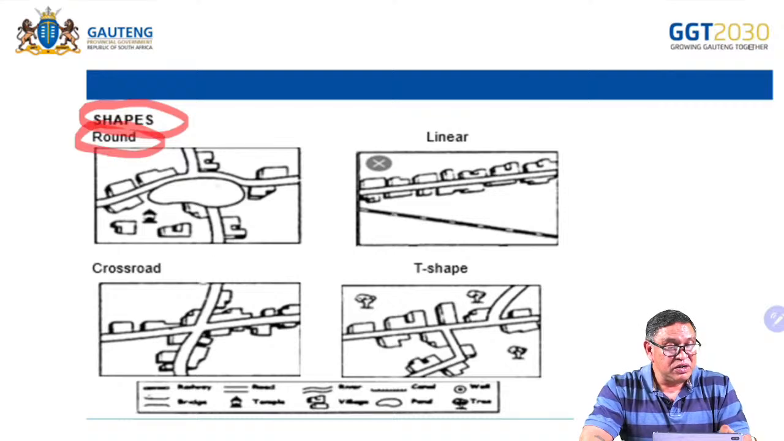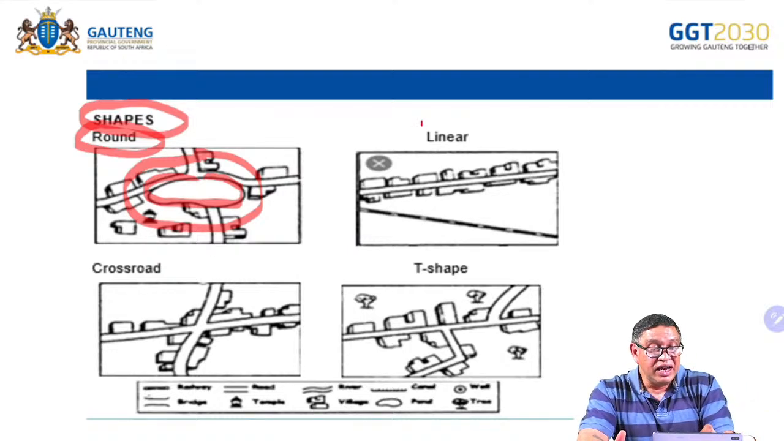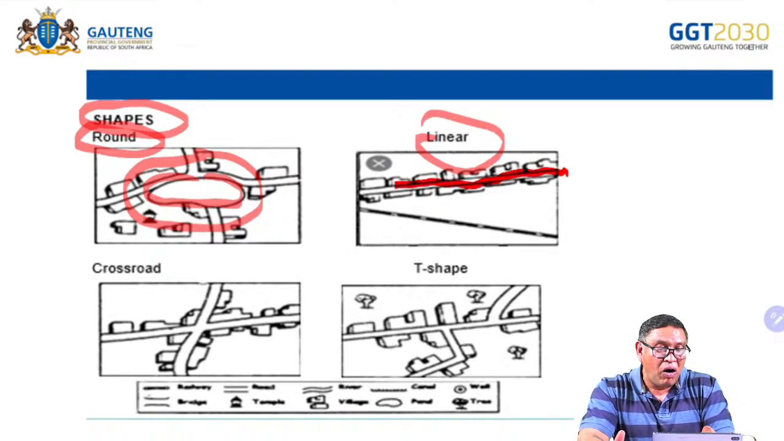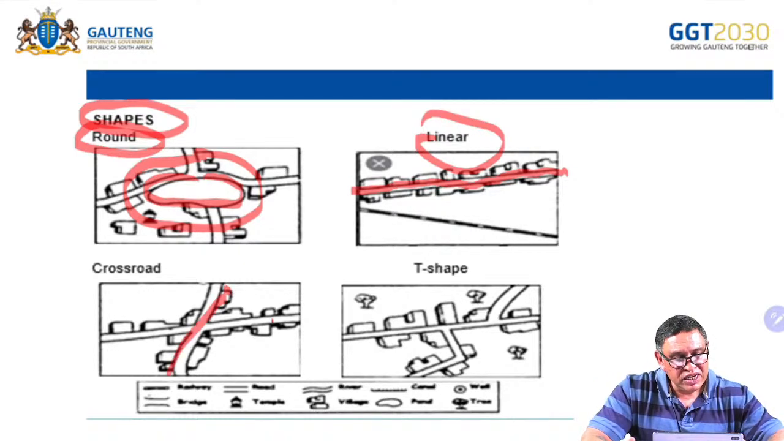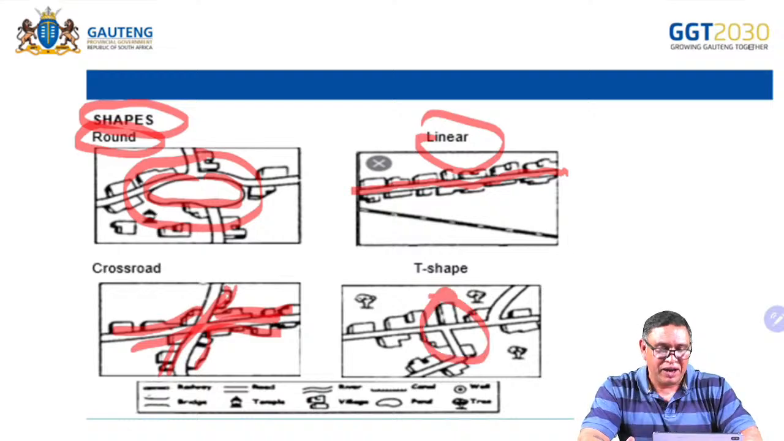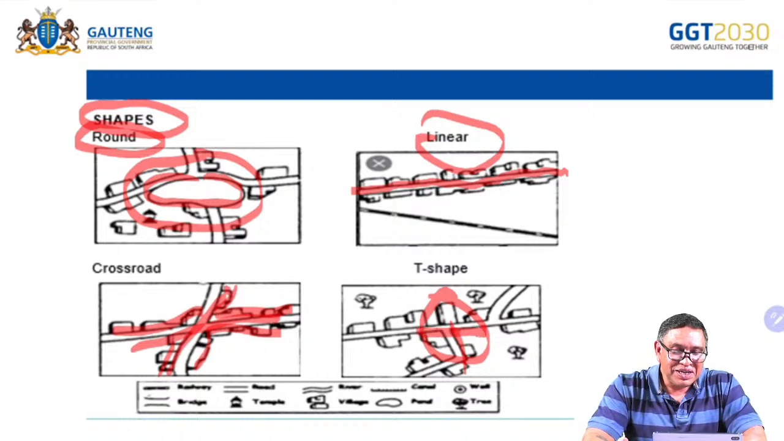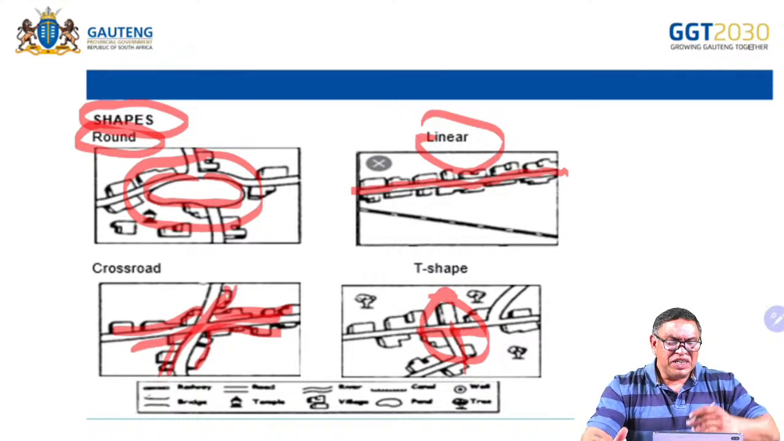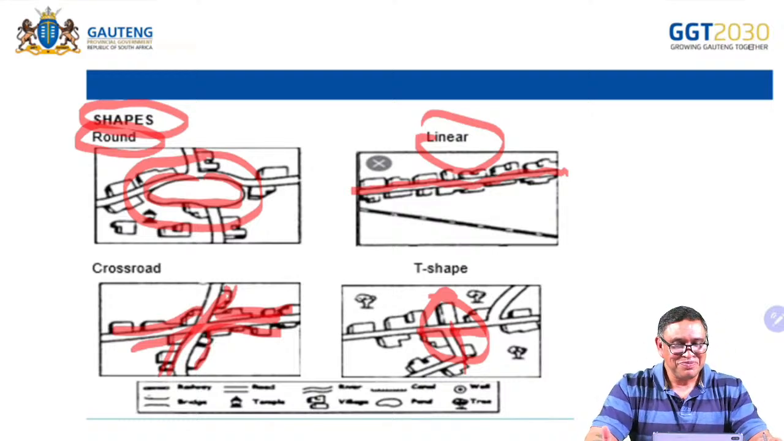A round shape is where the settlements occur around a source or important water point. A linear shape is when it's occurring along a road or a river. Crossroads is the shape of the crossroad, where development is happening along those areas. And of course, the T-shape down here, where it's happening along a T-shaped road. Can you see it? You see it on a visual, you know it's crossroad.